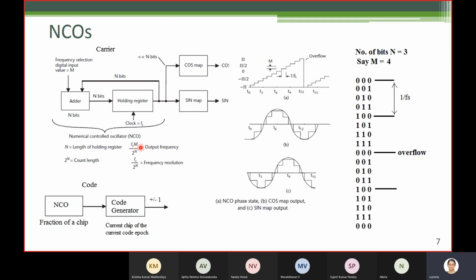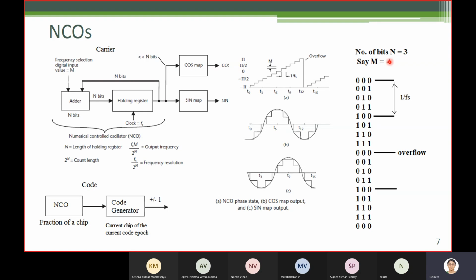In general, for some m and n, it can be shown that the output frequency is fs times m by 2 to the power n. So what will be the minimum output frequency? For minimum output frequency, we need to take m is equal to 8. Sorry, m is equal to 1.